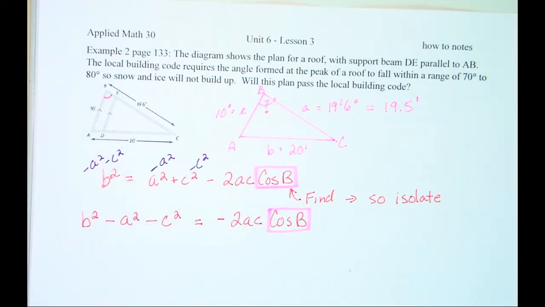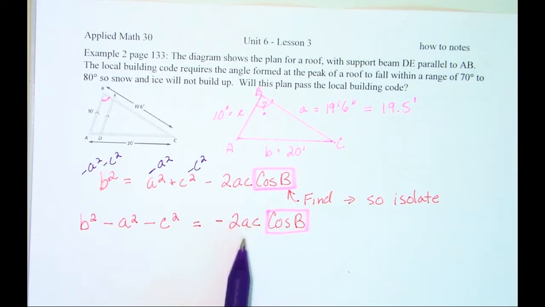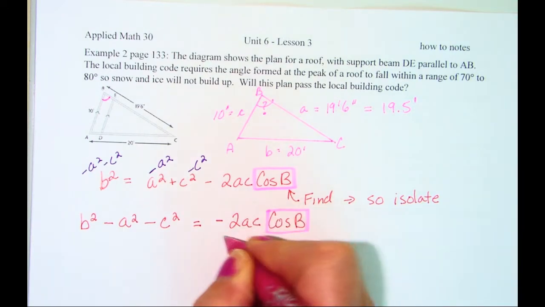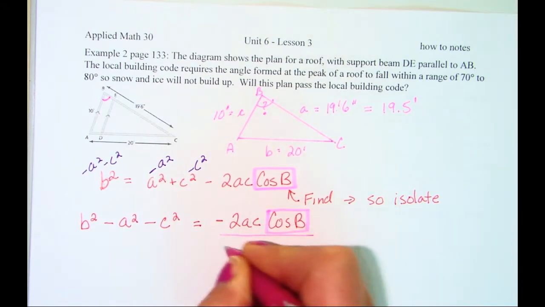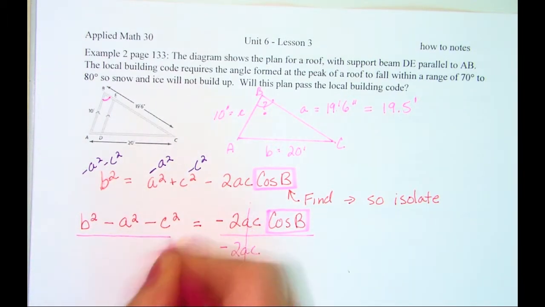Now what do I have to do? Get rid of the 2ac. What's the 2ac doing to the cos b? So the opposite is dividing. So we need to divide. We're just going to take this, divide it by negative 2ac. These will cancel out, right? And do the same here.